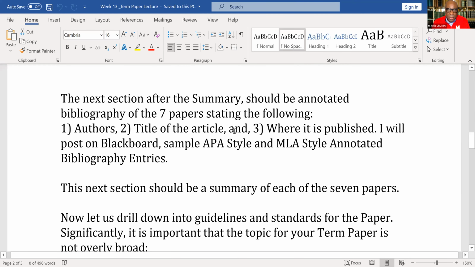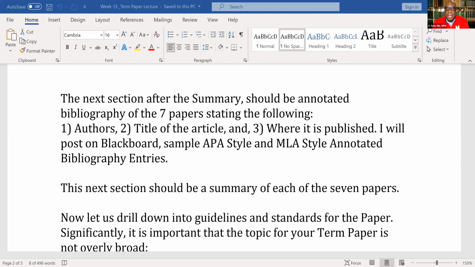Page number three begins the next section after the summary, which should be an annotated bibliography of the seven papers stating the following. One, the author's name. Two, title of the article. And three, where it is published. Now, I will post on Blackboard a sample APA style or MLA style annotated bibliography. And very quickly, if I can find it, I would share it right now.